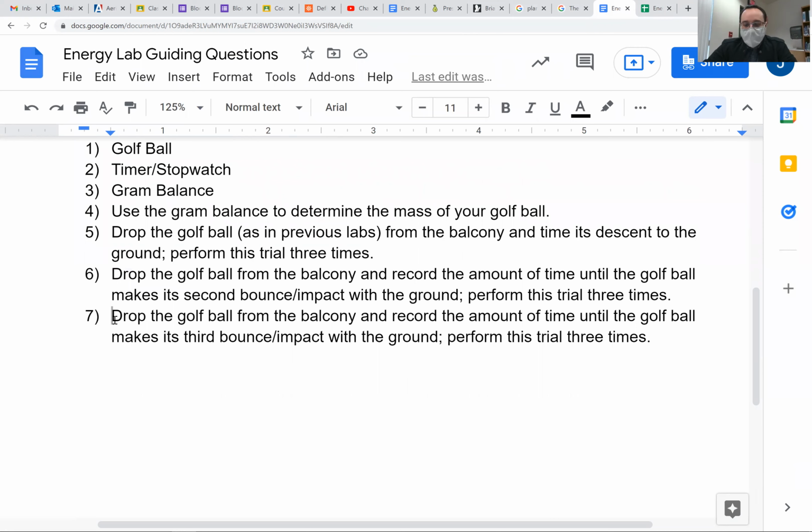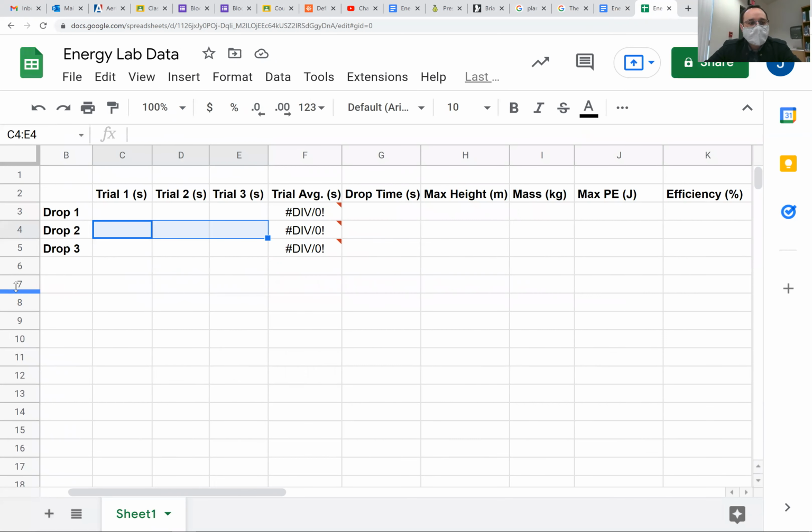Finally, we're gonna time how long it takes for the golf ball to make its third impact with the ground, okay? So this trial, we drop once, it bounces, then we let it hit a second time, and when it hits the third time, we finally stop our timer, okay? So this time it makes 1, 2, and we stop on the third impact with the ground, all right? And that's gonna give us this final average here, all right?